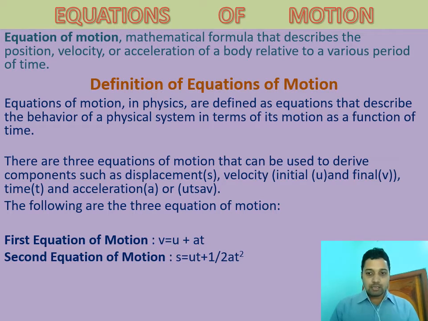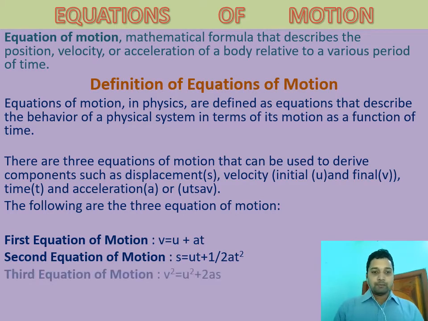Here s is the distance traveled by a body with respect to time in a given direction, or displacement, equal to the product of initial velocity and time plus half into a t square, where a is acceleration and t is time. The third equation of motion is v square equal to u square plus 2as, where final velocity square equals initial velocity square plus 2 into acceleration into displacement.